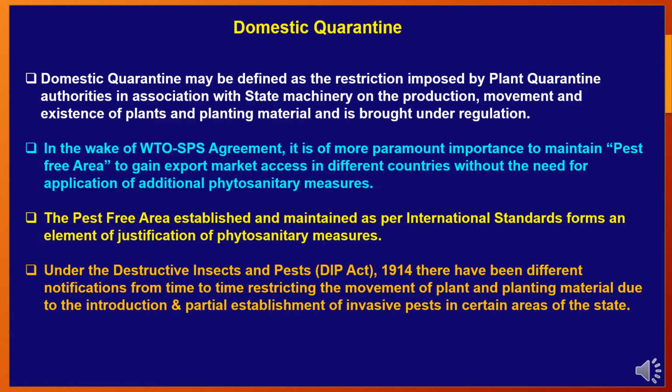Under the Destructive Insects and Pests (DIP) Act 1914, there have been different notifications from time to time restricting the movement of plants and plant materials due to the introduction and partial establishment of invasive pests in certain areas of states.